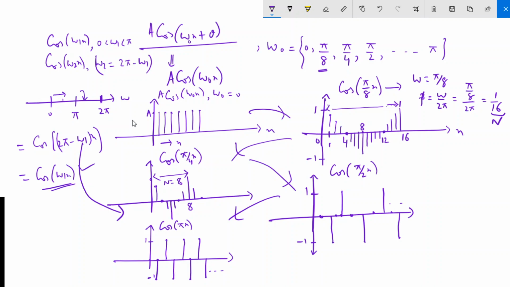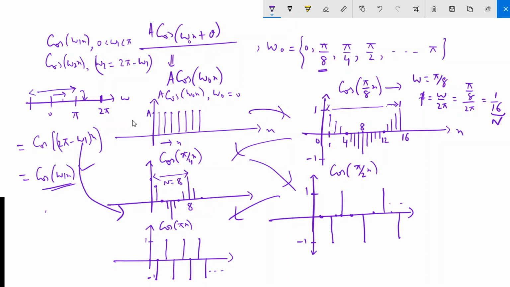Okay, it means as you increase the frequency from 0, your rate of oscillation starts increasing till you reach pi. At pi you have the maximum frequency, then as you increase the frequency further, it starts decreasing. At 2 pi it is the same as 0. So we have to limit our frequency band between minus pi and pi.